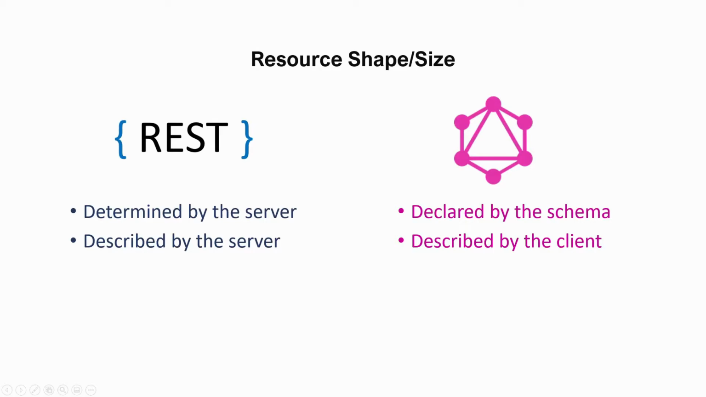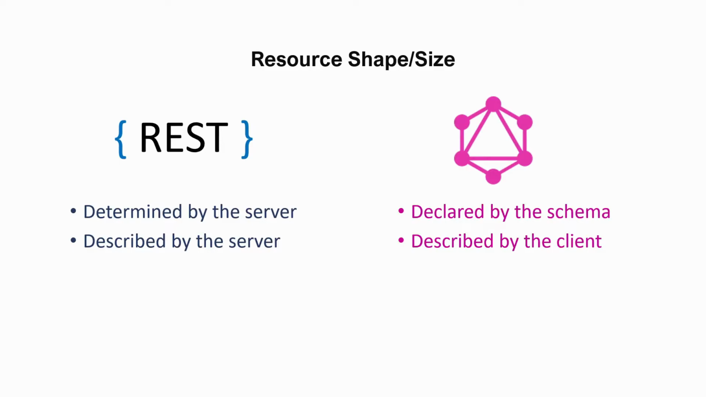The second difference is the resource shape and size on each of those APIs. In REST API, it is fully determined and described by the server. What I mean by that is the server handles all the logic to get the data you need, and each of those endpoints used to access your data is also described by the server. So for example, if you're accessing user data, you have an endpoint for a user, and if you're getting review data, you're accessing the endpoint for reviews. And it's very much described on the server side.